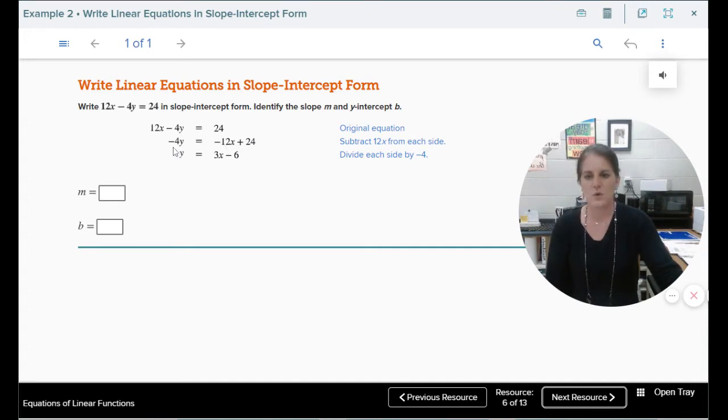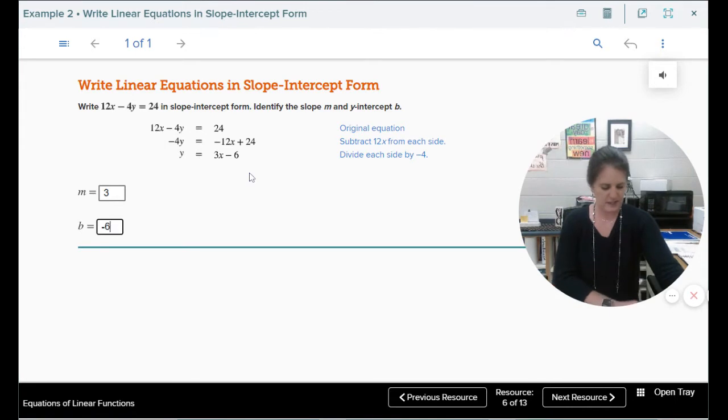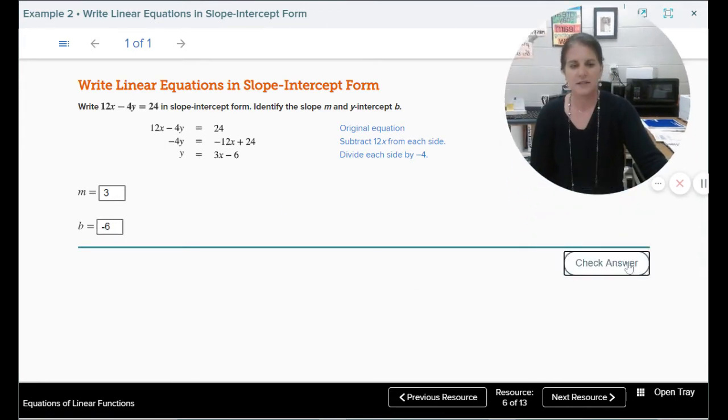And then now what I'm going to do is divide everything by negative 4. When I divide everything by negative 4, I end up with a slope of 3 over 1, or 3, and a y-intercept of negative 6. Again, we can check our answers. They are correct.